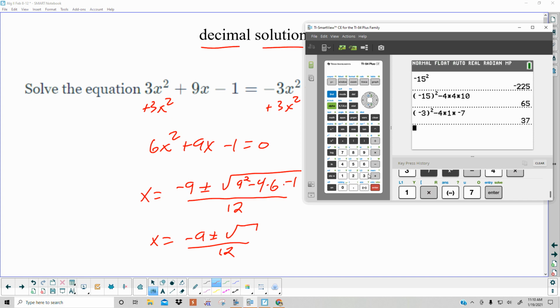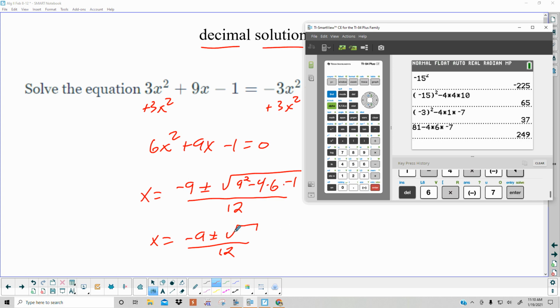So just doing the square root. So I have 9 squared, which is 81, minus 4 times negative 6, times 6, not negative 6. So back up, delete. Times 6 times negative 1. And remember, this is the negative symbol. Don't use the subtraction. So I get 249.